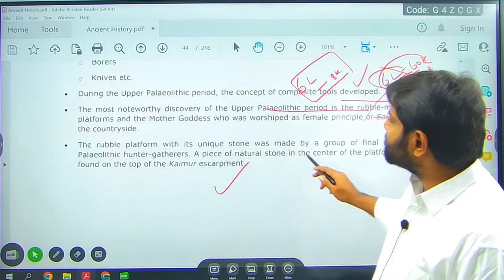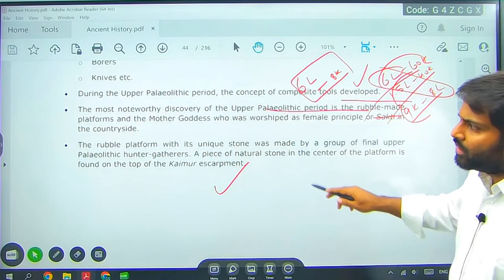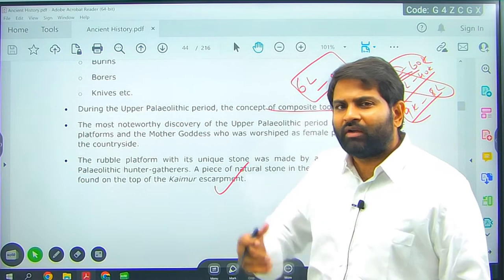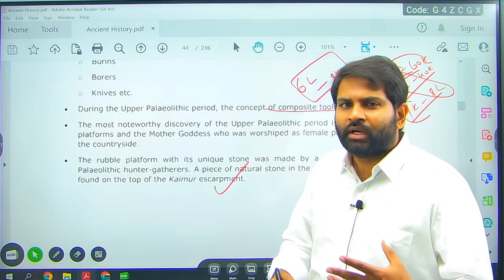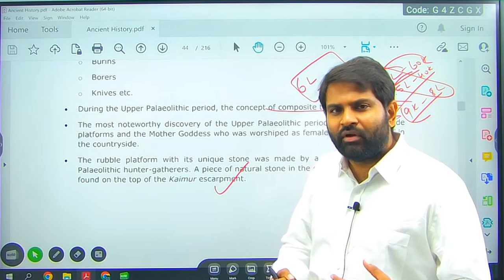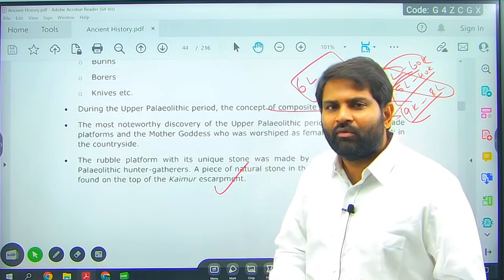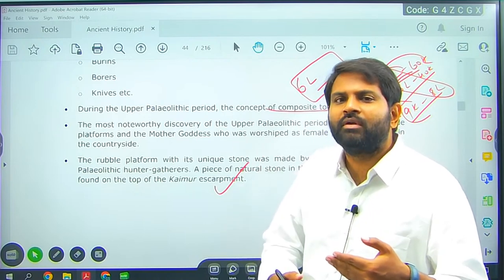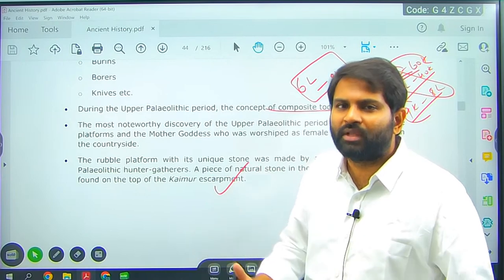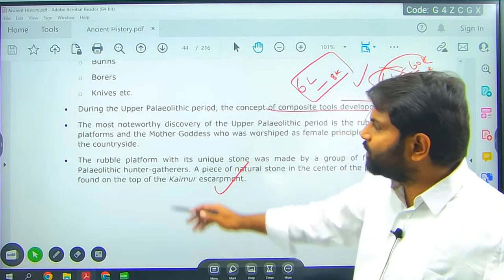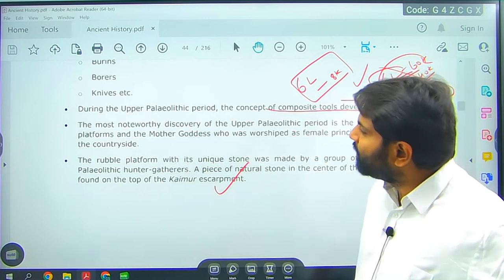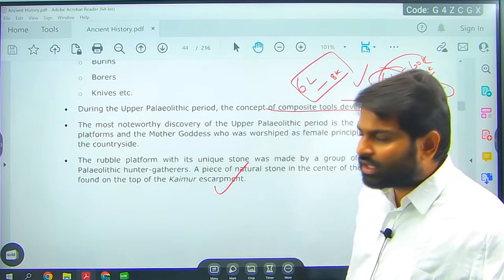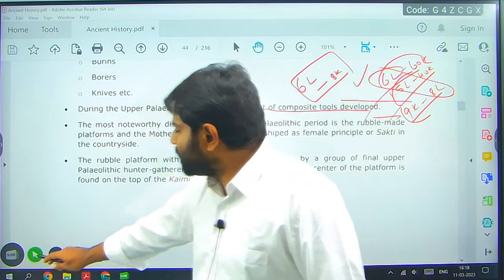During the Upper Paleolithic age, the concept of composite tools was developed. Composite tools means take one wood and then stone, right? Hand axe, the hand is made of wood and the axe is made of stone. Bone tools, some bone tools made of animals, right? So this is called composite tools. The most noteworthy discovery of the Upper Paleolithic age was the female figurines made of pebbles, and the mother goddess who was worshipped as a female principle of Shakti in the countryside, although most of the questions are there in that particular area.